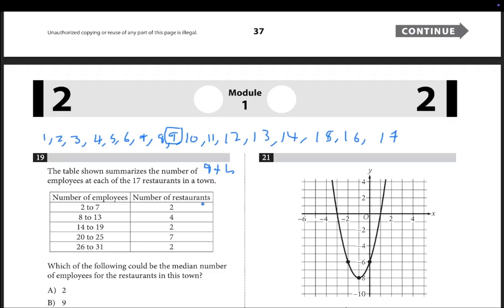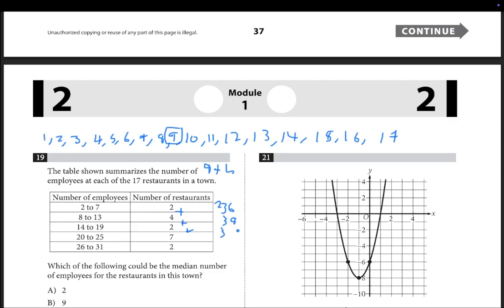So it's going to be from restaurants 1 to 2. And then we're going to do 2 plus 4. So it's going to be from right here to right here. We are at restaurant 6. And then plus 2 again, it's going to be our median for restaurant 8. Then we plus 7.